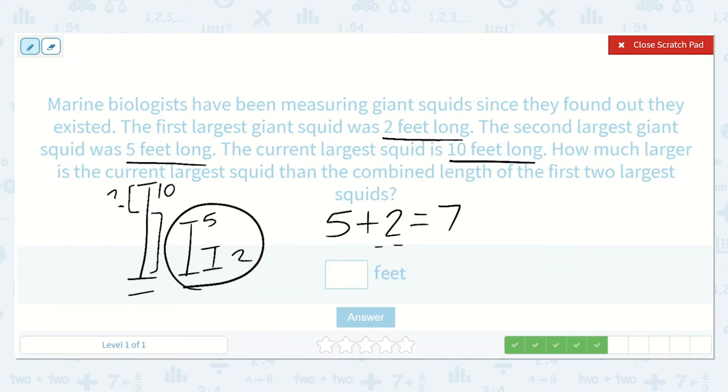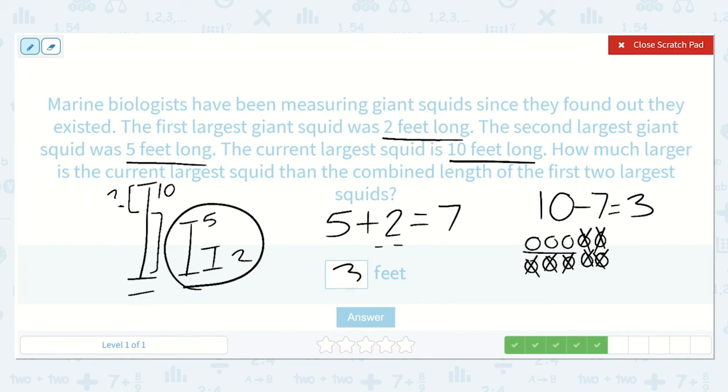Okay, so I see that we have 10 feet minus the 7 of the combined will give us how much taller it is. So 10 minus 7. Let's draw 10 circles. 1, 2, 3, 4, 5, 6, 7, 8, 9, 10. And let's take away 7. 1, 2, 3, 4, 5, 6, 7. We are left with 1, 2, 3. So it is 3 feet longer.